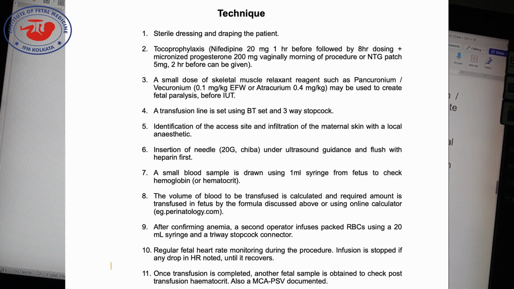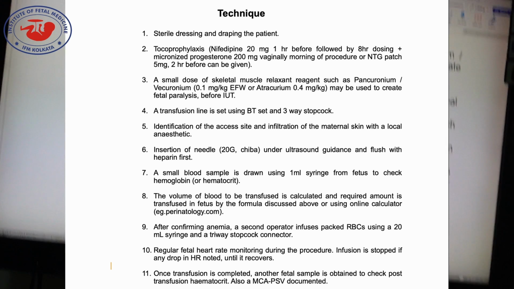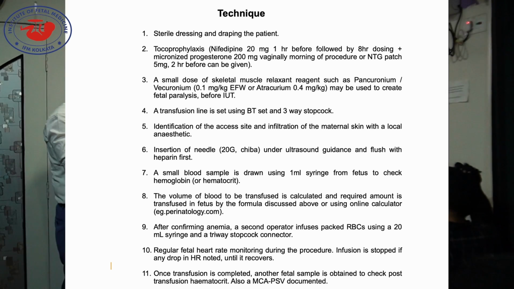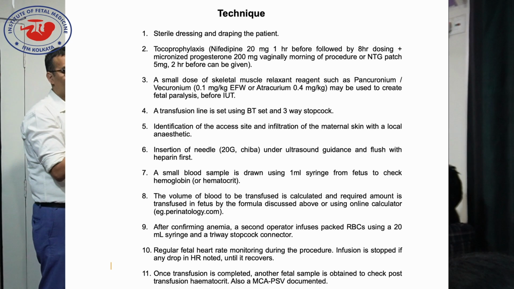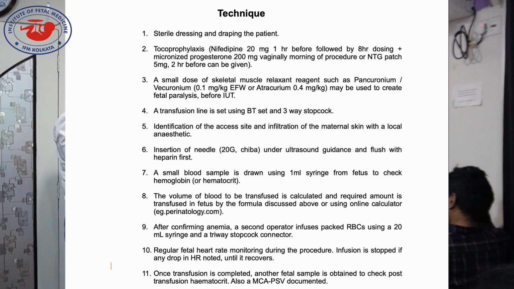Okay, let me first discuss this, then I will show you. The transfusion line, usually you will set by the blood transfusion set and 3-way stopcock. There is a packed red blood cell pack that we will put, and through that we will put a BT tube, blood transfusion, and then through that tube we will connect a distal part of the tube, the 3-way. On one part of the 3-way we will attach a syringe, and the other part of the 3-way we will attach a needle.